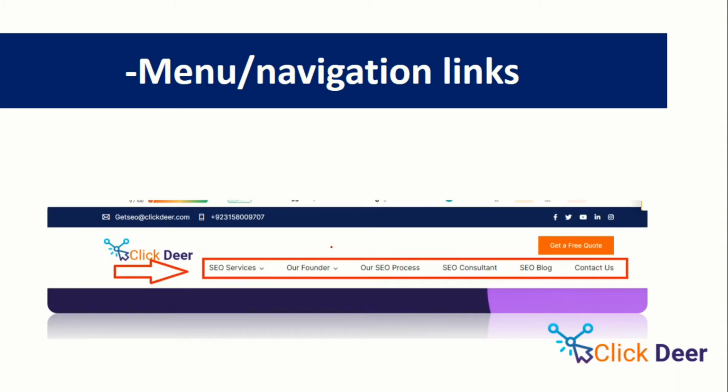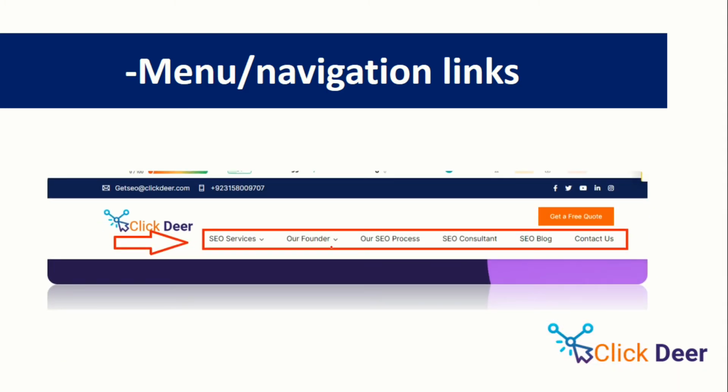Basically, these are the links that appear within your website menu. As you may know, every website has a menu or navigation which you can navigate through. I mean, you visit service pages, blog posts, about us pages, like in this case, it's the SEO services, our founder, our SEO process, SEO consultant, SEO blogs. So these are called the menu or navigational links, right?